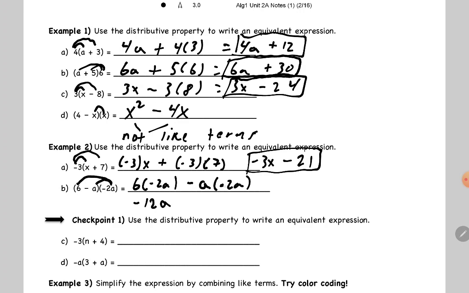Here, I have a negative sign. So this is negative a times negative 2a. So I have two negatives. Remember, that becomes positive. So whatever that is multiplied out to be, it's going to be positive. And then there's the 2. And then a times a is a squared.